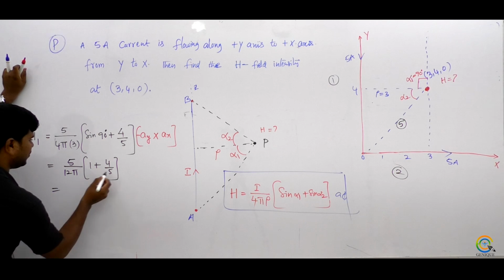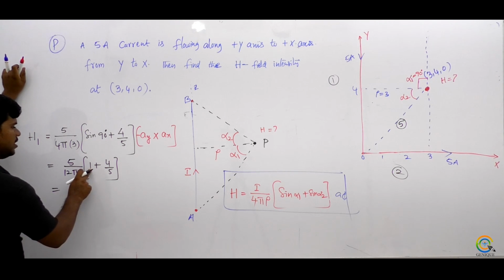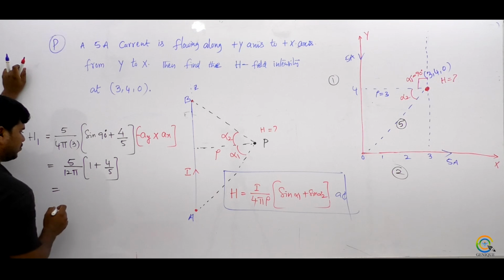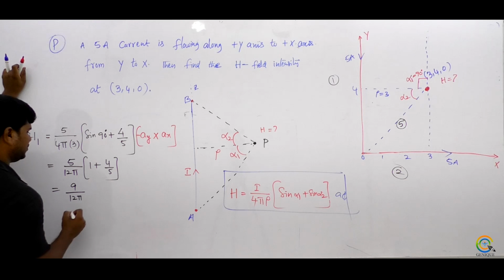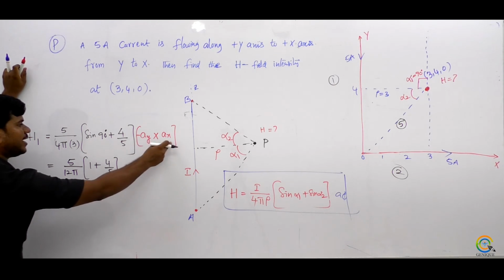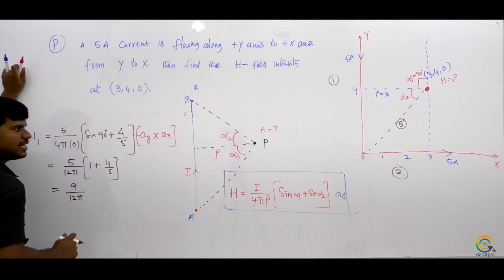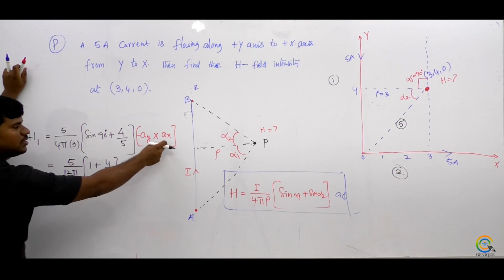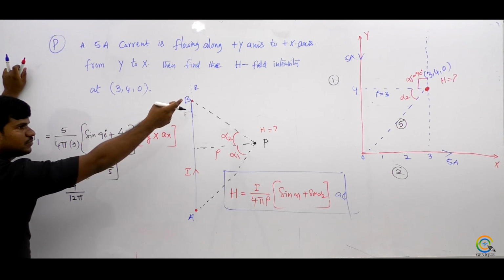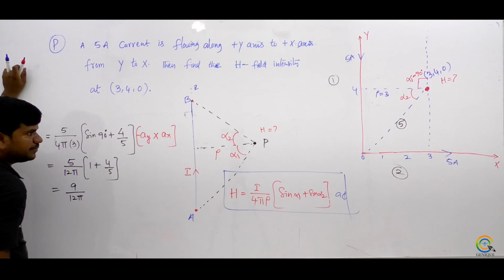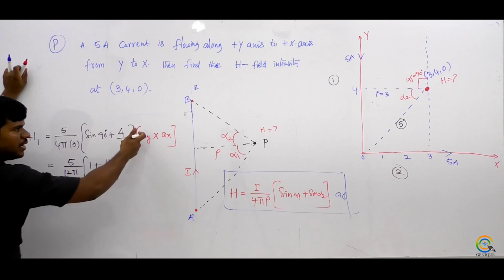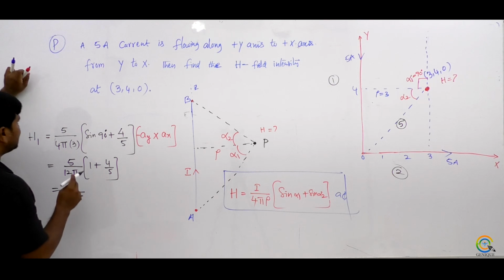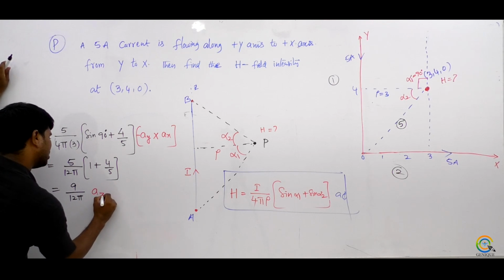Okay, so here you will get 5 cancelled. Here it is 9 divided by 12. So 9 divided by 12 pi, AY cross minus AY cross AX. AY cross AX is what? The third vector, AZ. But here it is X, meaning it is negative X. Negative X, one more negative, so that means there is a positive Z direction.